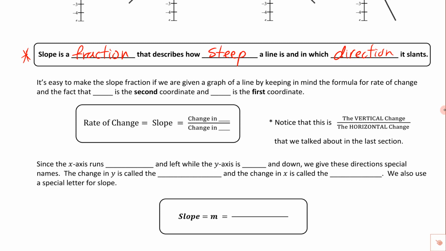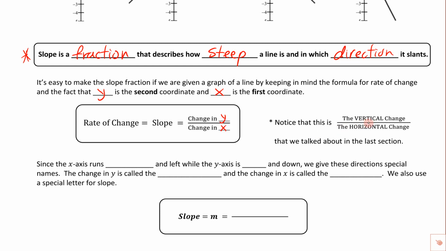It's easy to find the slope as a fraction if we're given the graph of a line, by keeping in mind the formula for rate of change and the fact that y is the second coordinate and x is the first coordinate. The rate of change formula is the difference in the second quantity divided by the difference in the first quantity. Well, y is the second quantity. So slope is going to be the change in the y's over the change in the x's.